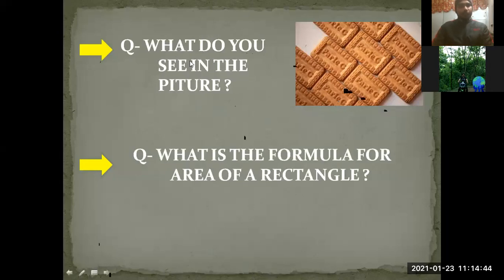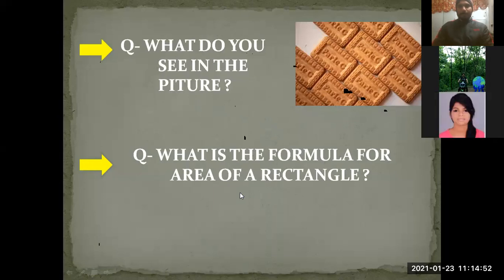So what is the shape of these biscuits? The shape of this biscuit is rectangle. Very good. So what is the formula for the area of a rectangle?